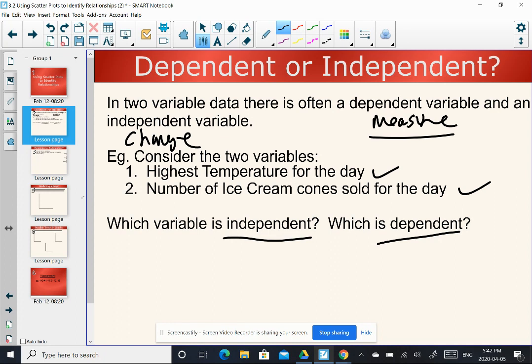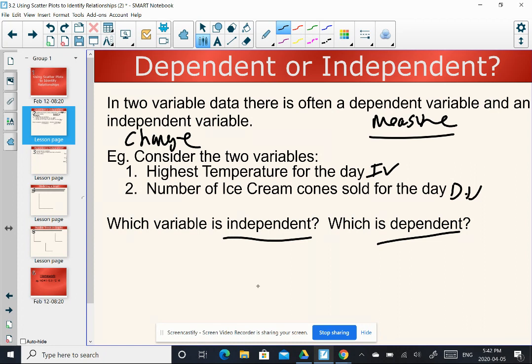Which one's the dependent? The dependent is the thing that you're measuring. So in this case, the highest temperature would be the independent variable. That's the thing that you're looking at changing. So I'm just going to write the IV, and then write that next to temperature. The independent variable is that temperature, and the dependent variable is the number of ice cream cones sold for the day.